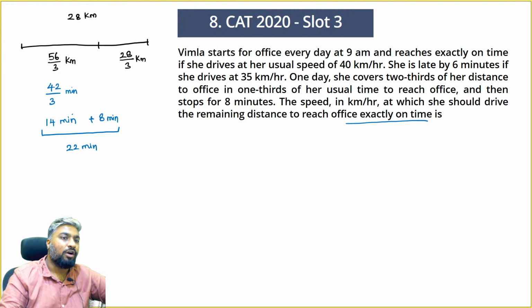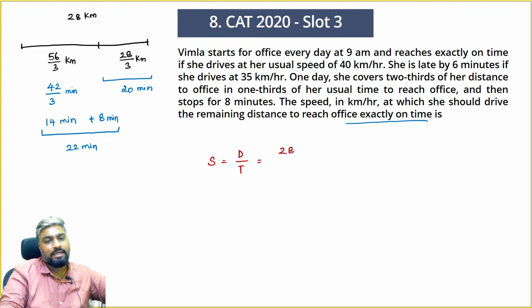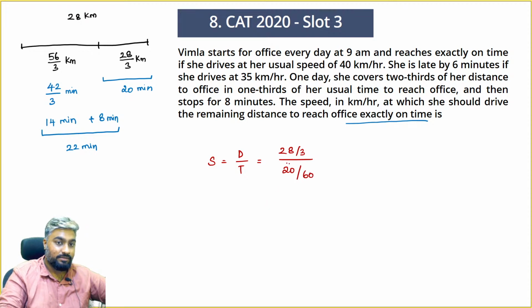That means out of 42 minutes, 22 minutes already wasted. This distance needs to be covered in remaining 20 minutes, correct? 28 by 3 kilometers needs to be covered in 20 minutes. They want us to find out the speed. What is speed? Speed is distance by time. Distance is 28 by 3 kilometers. Time is 20 minutes. Okay, so 20 minutes is what? 20 by 60 hours.